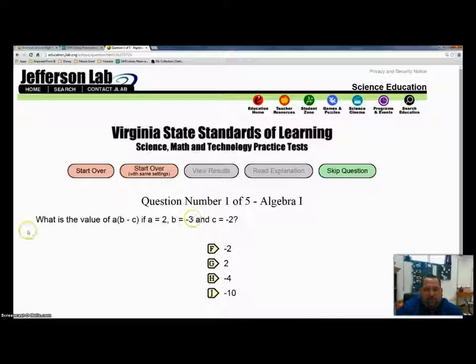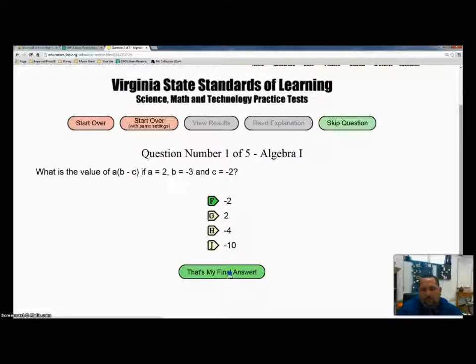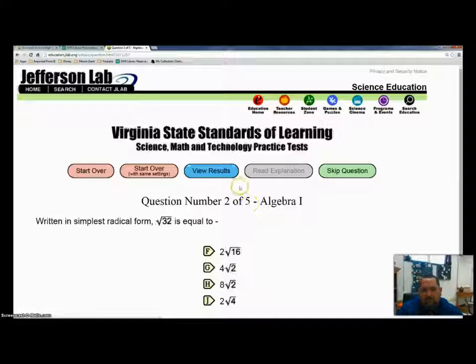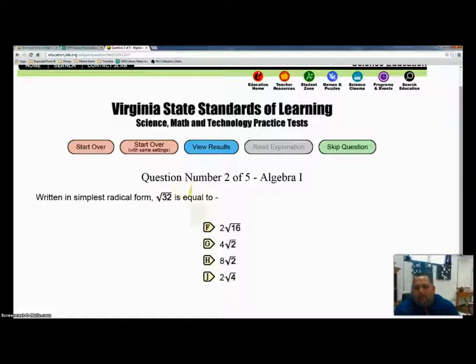And so the first question is, what is the value of a times b minus c if a equals 2, b equals -3, and c equals -2? And so I get -2, I think. Let's see. It's -1. Yep. Hopefully that's right. And it is.